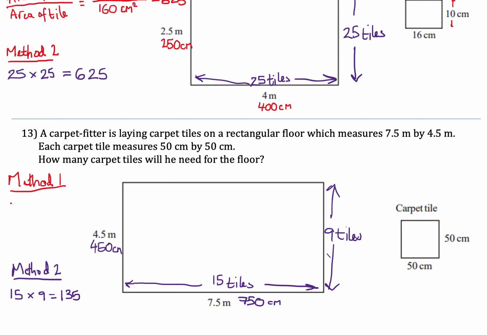The overall area of the floor in this case is 450 times 750, which is 337,500. The overall area of one tile is 50 times 50, so 2,500. And when we do that division, just double check, yeah, we get 135 as well. I personally think this last method was easier for that one.